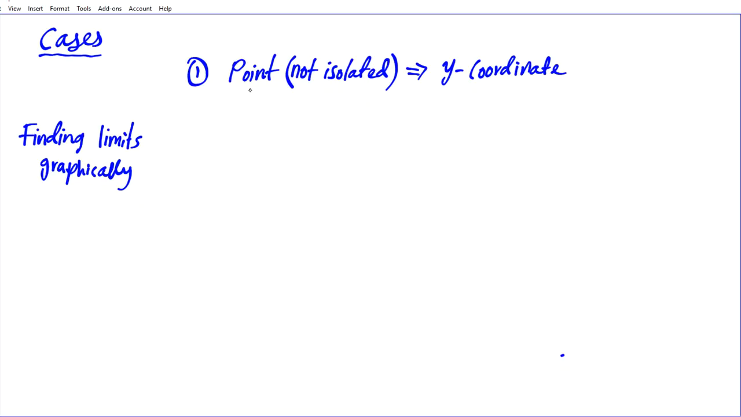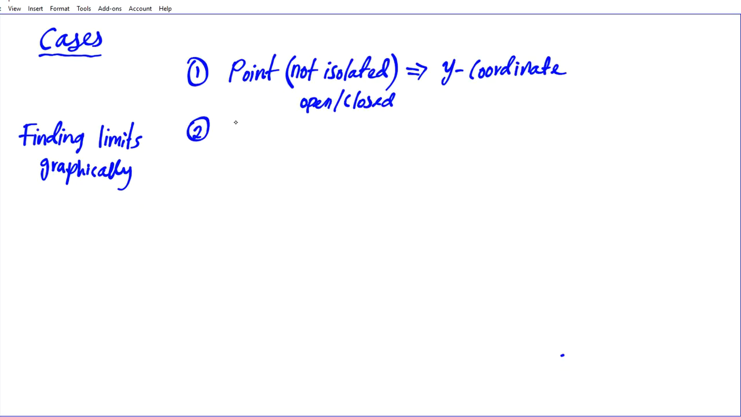Okay, this point can be open or closed. This point can be an open circle or a closed circle. But the bottom line is that the point is not isolated. So when approaching a point, the y-coordinate is your limit.